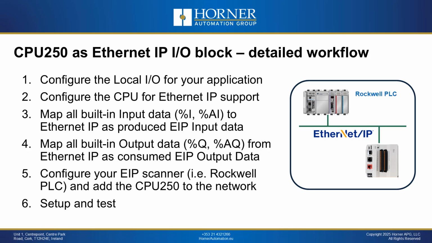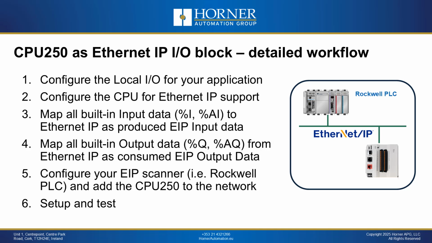So the workflow is very similar but slightly different in this case. So first of all, when you are using it as an I/O block, the first step is to get Cscape out and to configure the CPU250 I/O to meet your application. Because remember, this is a highly configurable I/O, and you have got those 8 flexible I/O points. You have got some configurable ranges with your analog outputs. You have got all kinds of configuration.